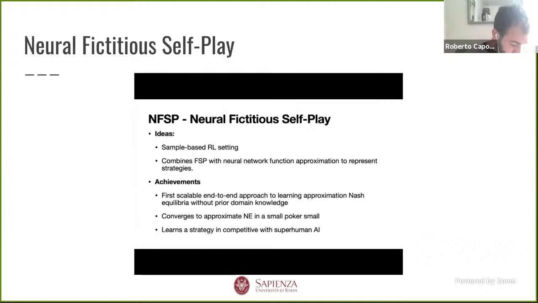The authors argued that NFSP was the first end-to-end deep reinforcement learning approach that approximates Nash equilibrium of imperfect information games from self-play. It is scalable without prior domain knowledge. They showed that the method converges to an approximate Nash equilibrium in a small poker game and learned a strategy competitive with superhuman programs in a real-world scale game from scratch, without using explicit prior knowledge.